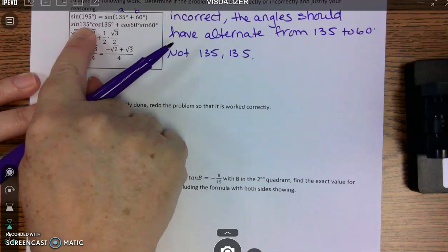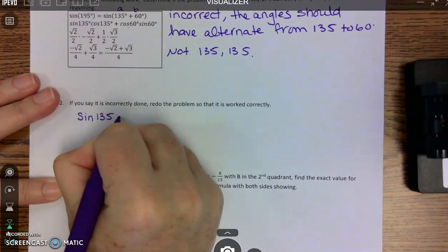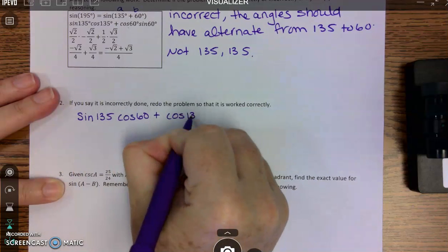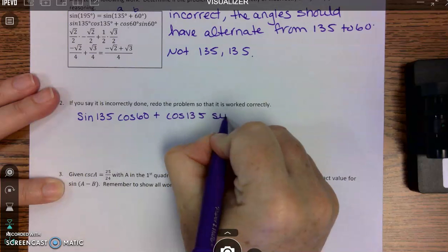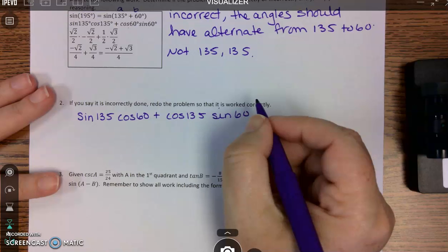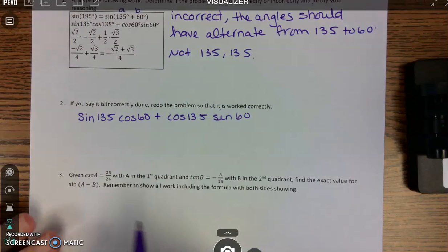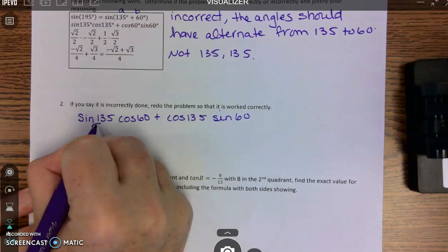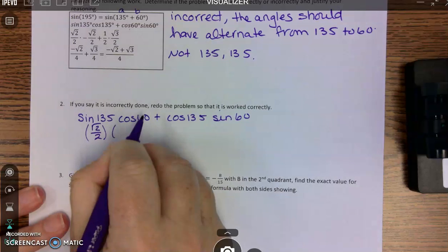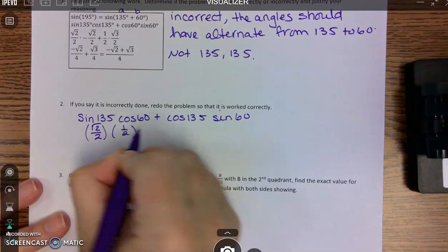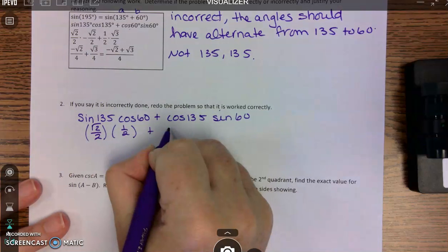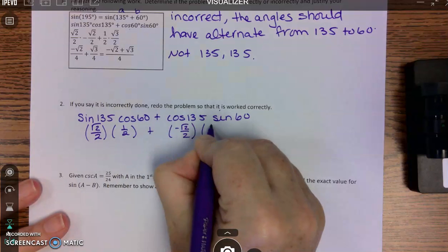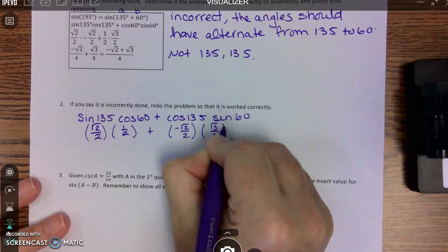So it'll be sine of 135, cosine of 60, cosine of 135, and sine of 60. Okay, so here we go. Sine of 135, looking at my unit circle, is square root 2 over 2. Cosine of 60 is 1/2. Cosine of 135 is negative square root 2 over 2. And sine of 60 is square root 3 over 2.